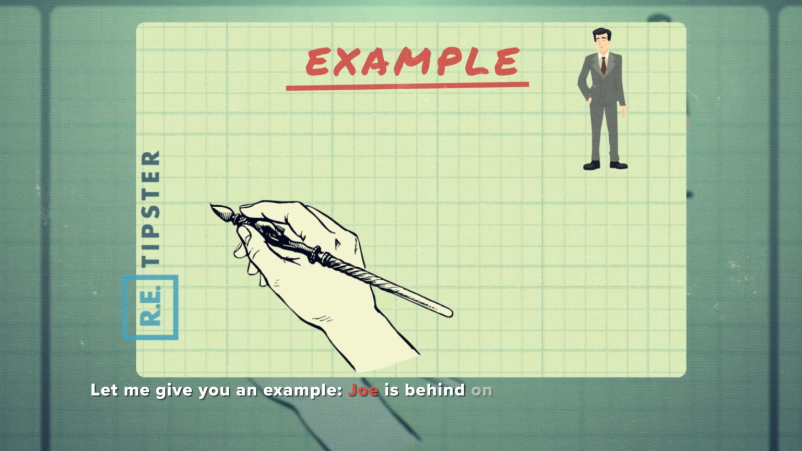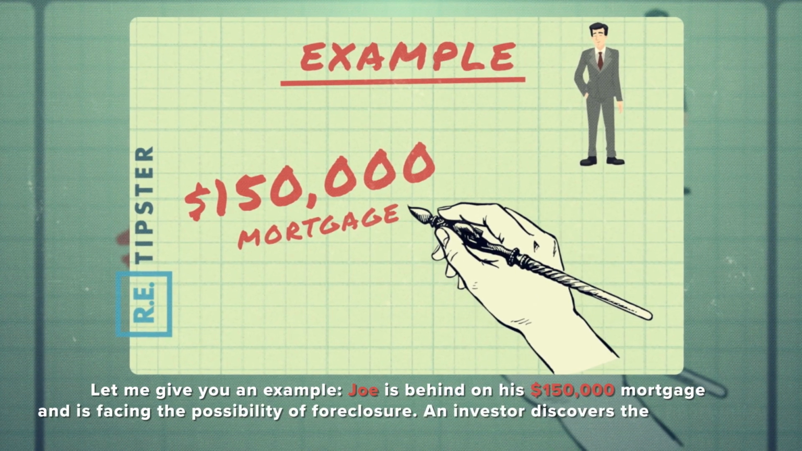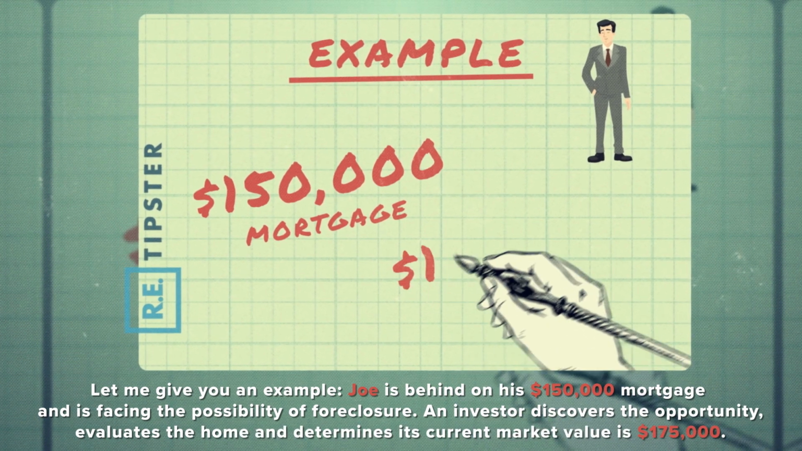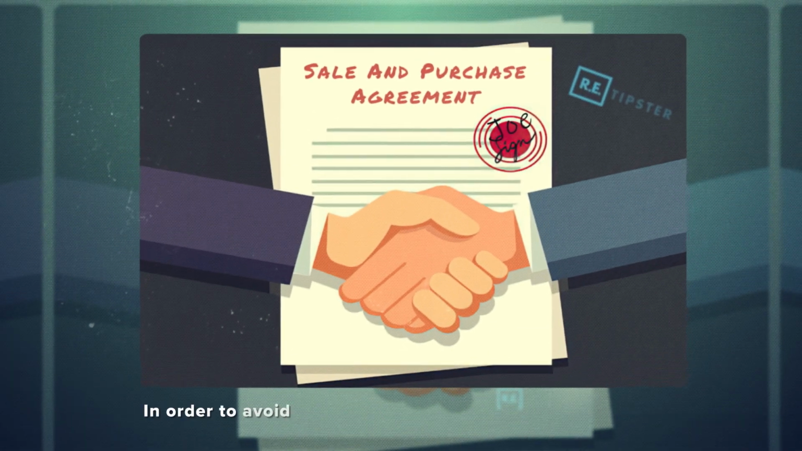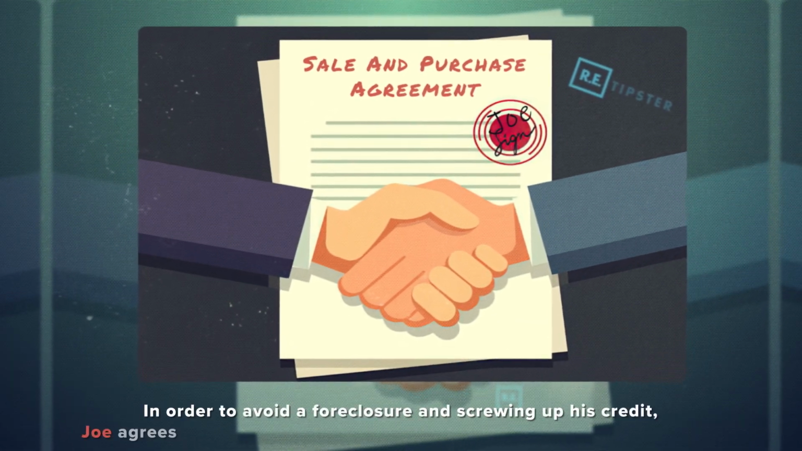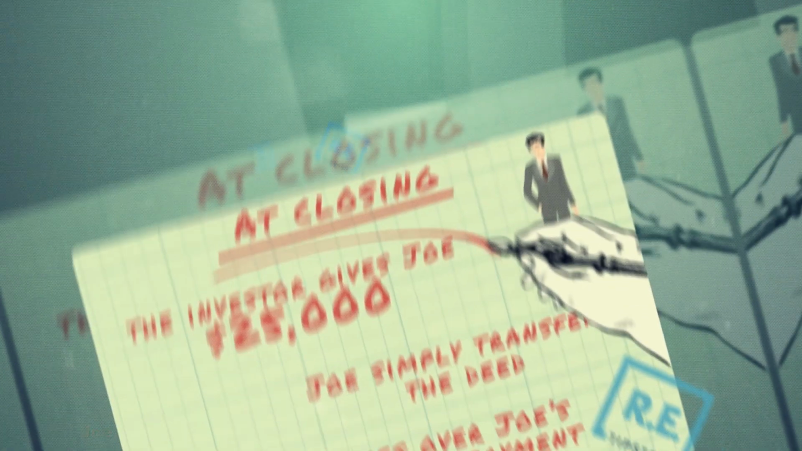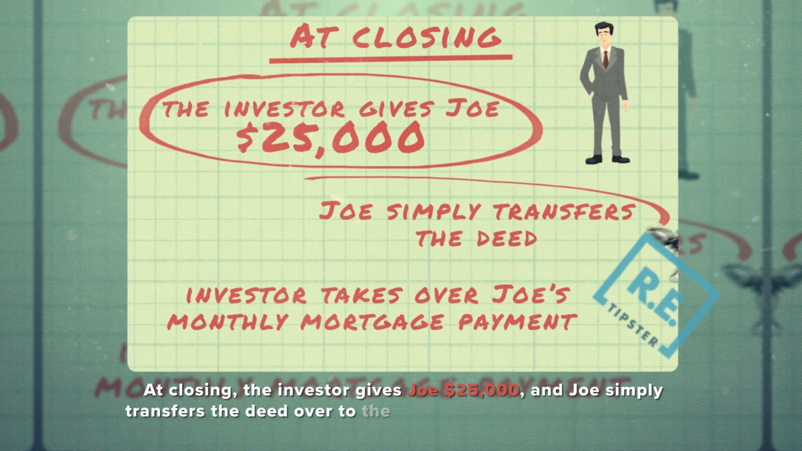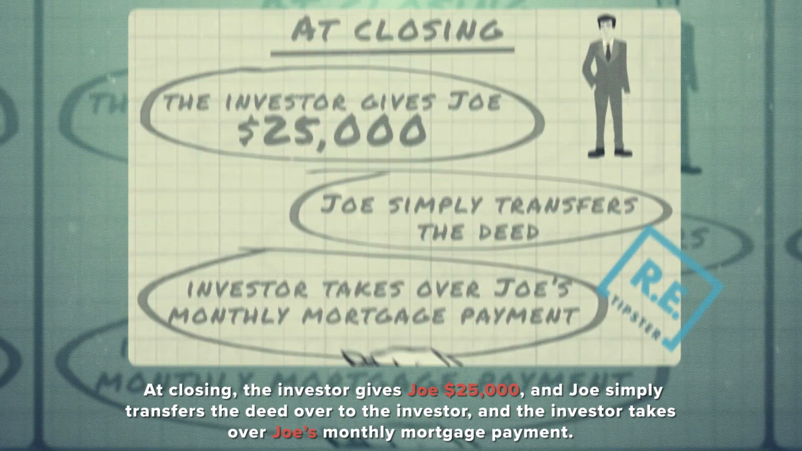Joe is behind on his $150,000 mortgage and is facing the possibility of foreclosure. An investor discovers the opportunity, evaluates the home, and determines its current market value is $175,000. In order to avoid a foreclosure and screwing up his credit, Joe agrees to sell the property to this investor subject to his existing loan. At closing, the investor gives Joe $25,000 and Joe simply transfers the deed over to the investor, and the investor takes over Joe's monthly mortgage payment.